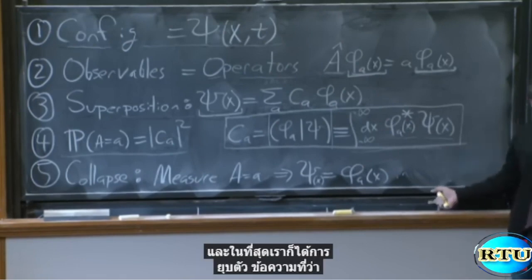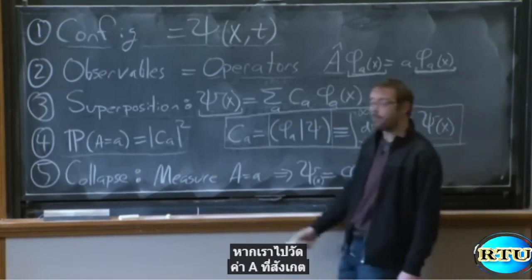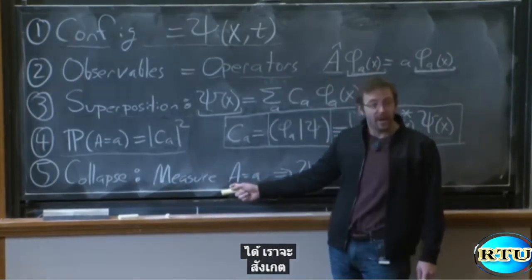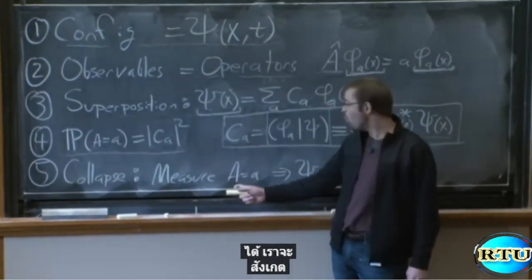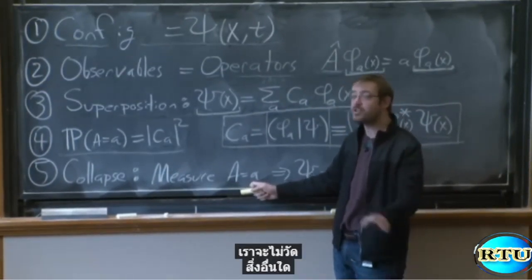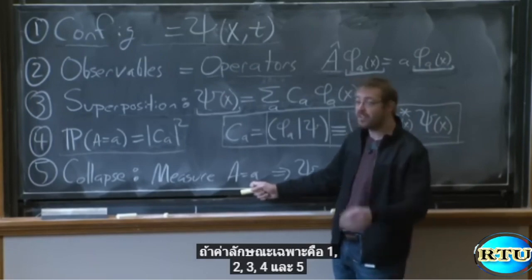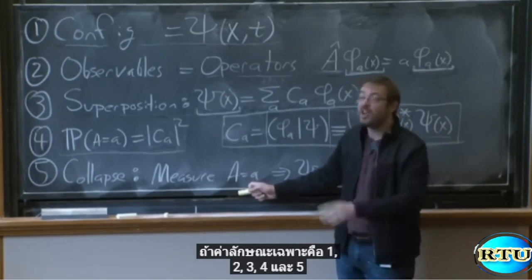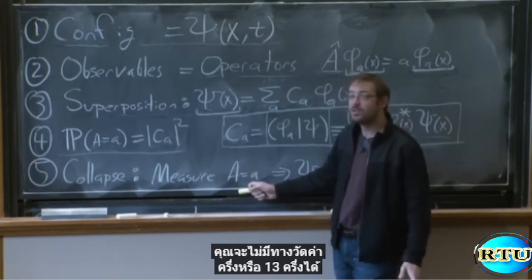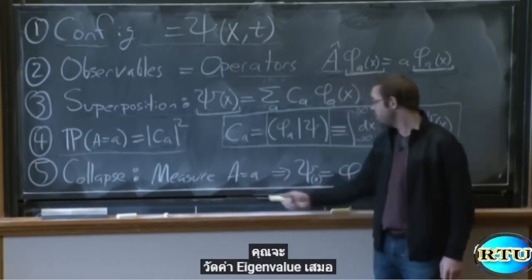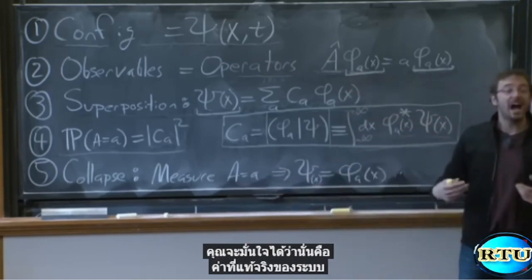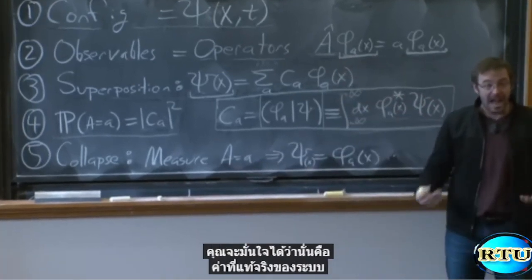And finally, we have collapse, the statement that if we go about measuring some observable A, then we will always observe precisely one of the eigenvalues of that operator. We will never measure anything else. If the eigenvalues are 1, 2, 3, 4, and 5, you will never measure a half, or 13 halves. You will always measure an eigenvalue. And upon measuring that eigenvalue, you can be confident that that's the actual value of the system.